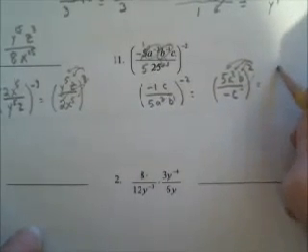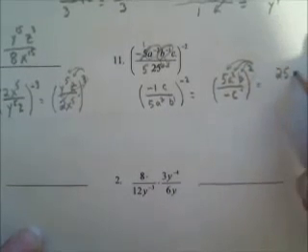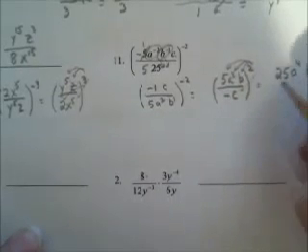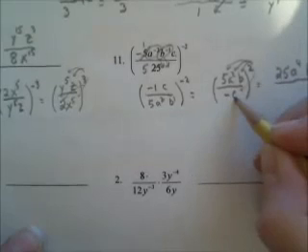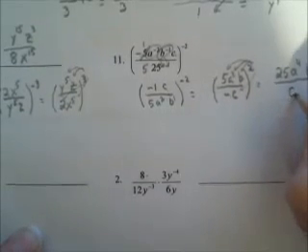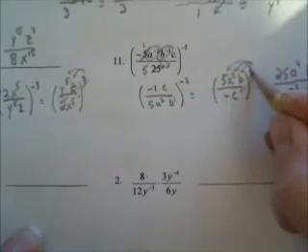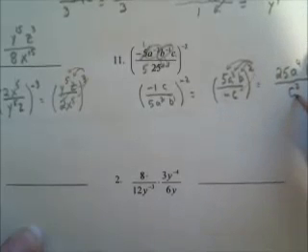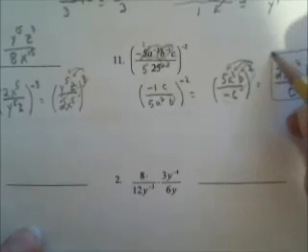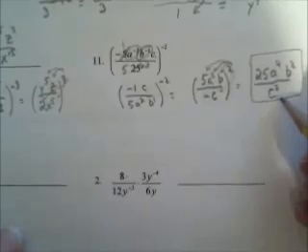5 squared is 25. A squared squared, multiply the exponents and you get a to the 4th. B gets squared. And on the bottom, negative c squared, negative c times negative c is positive c squared. Remember, if you take a negative factor up to an even exponent, the result is going to be positive. So here's the final result. It's positive 25a to the 4th b squared over c squared.